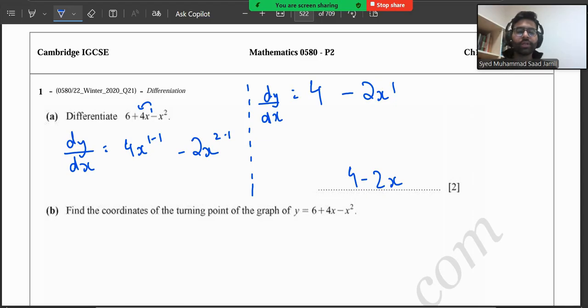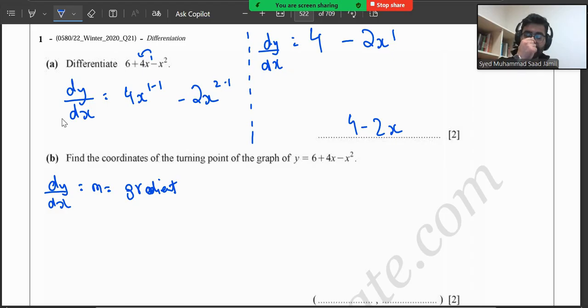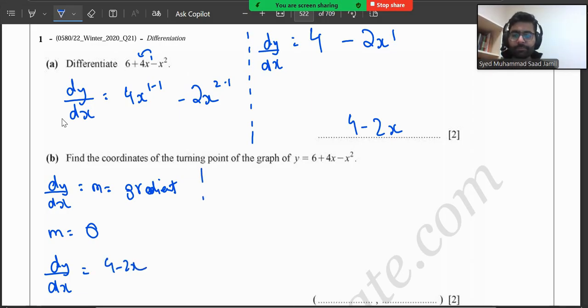It says find the coordinates of the turning point of the graph. Now look guys, what does this question mean? Turning point means dy over dx, or it means gradient. Okay? At the turning point, please do remember this. At the turning point, gradient is always 0. So what the question is saying, we already know dy over dx. Dy over dx, we found it in the first part, is 4 minus 2x, and because it's the turning point, it means 4 minus 2x is equals to 0.